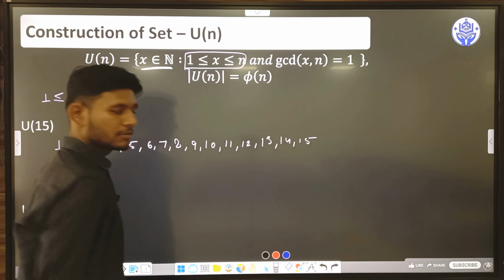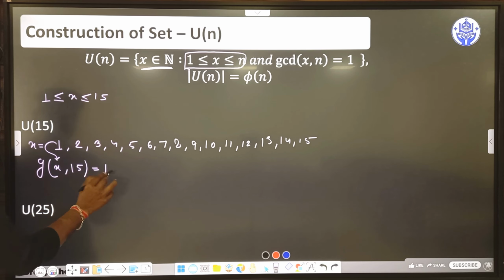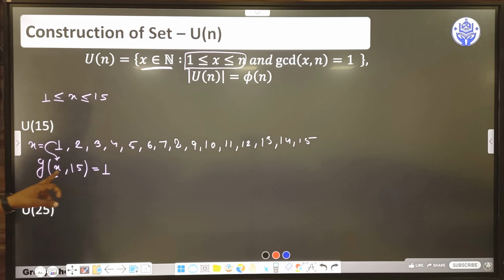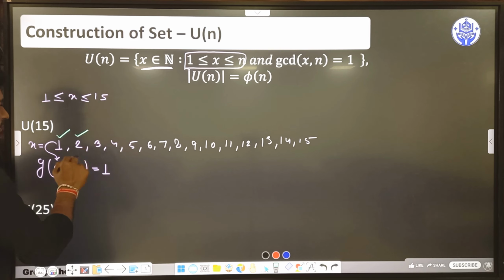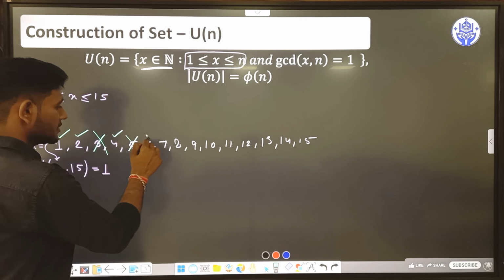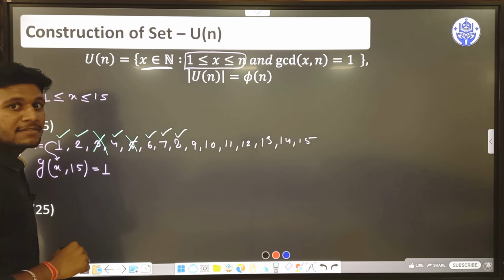up to 15. Now I will take these x, whose GCD with 15 is equal to 1. 1 GCD with 15, that is 1, yes. 2 GCD with 15, yes. 3, no. 4 GCD with 15, okay. 5 GCD with 15, no. 6, okay. 7, okay. 8, okay. 9 GCD with 15, no.